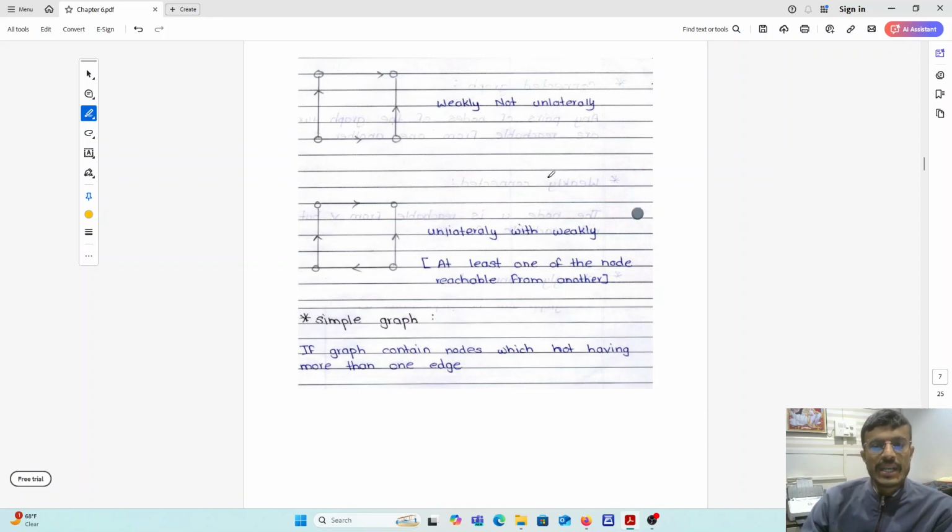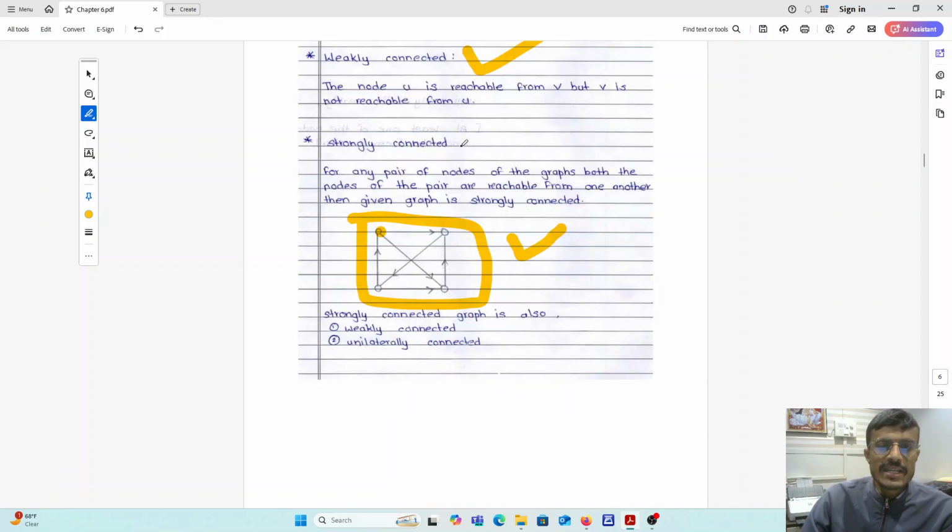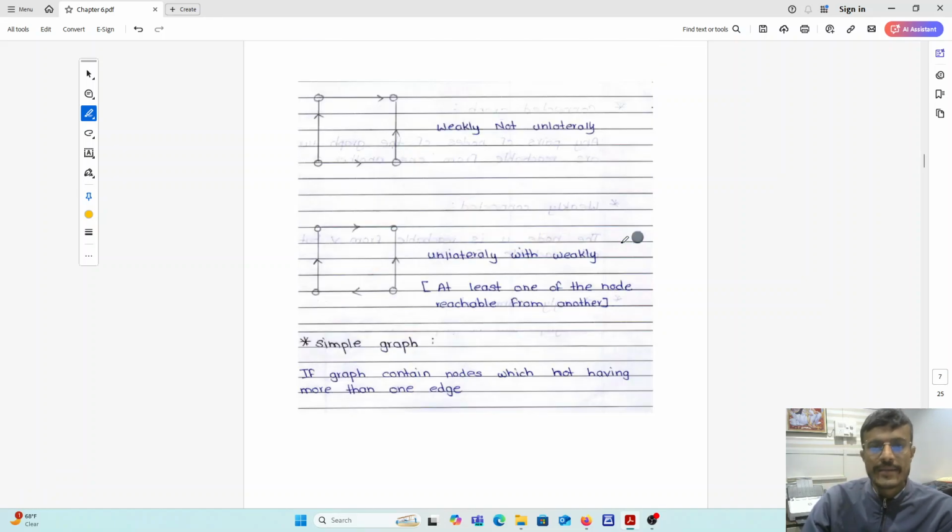And what is meant by unilaterally connected? Very interesting. At least one of the nodes is reachable from another. So you can see here the diagrams. This one, as we mentioned earlier, is the strongly connected. This one is the weakly connected, but not unilaterally connected.